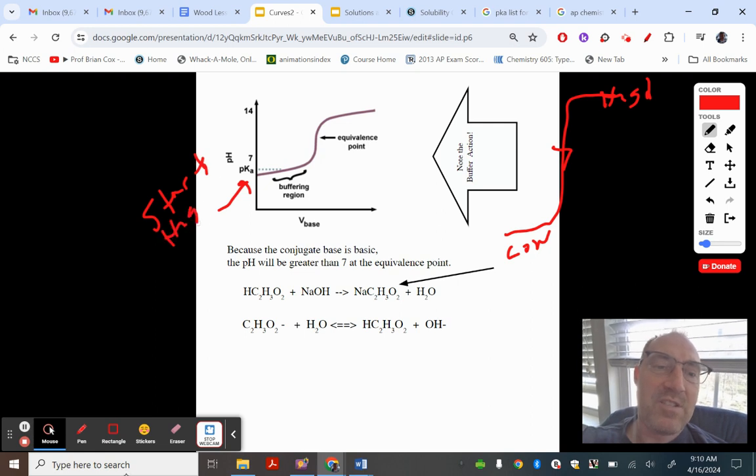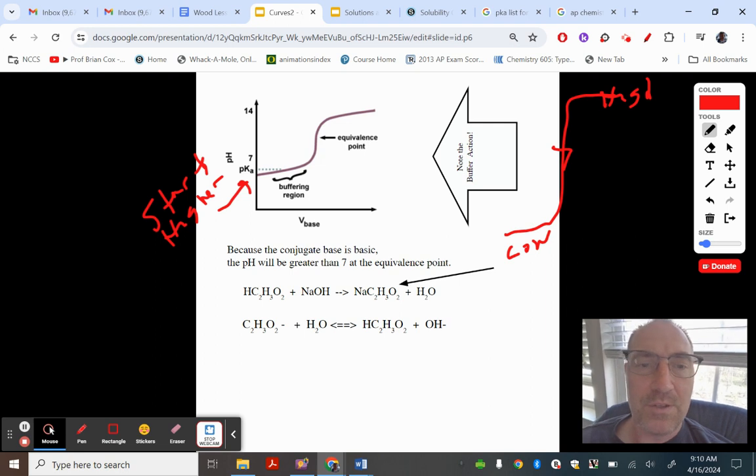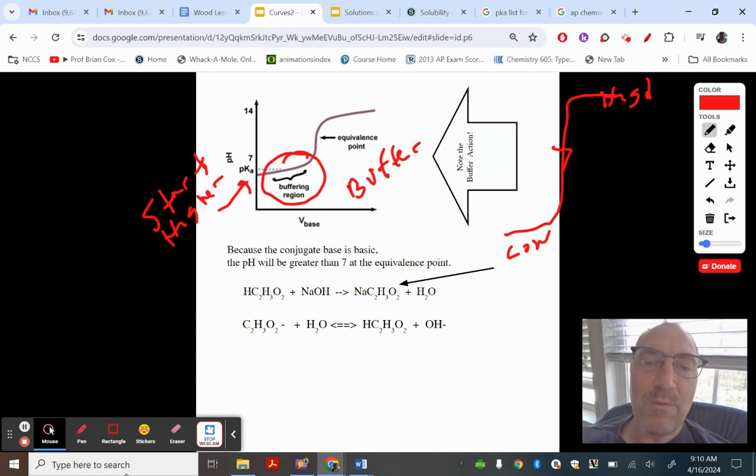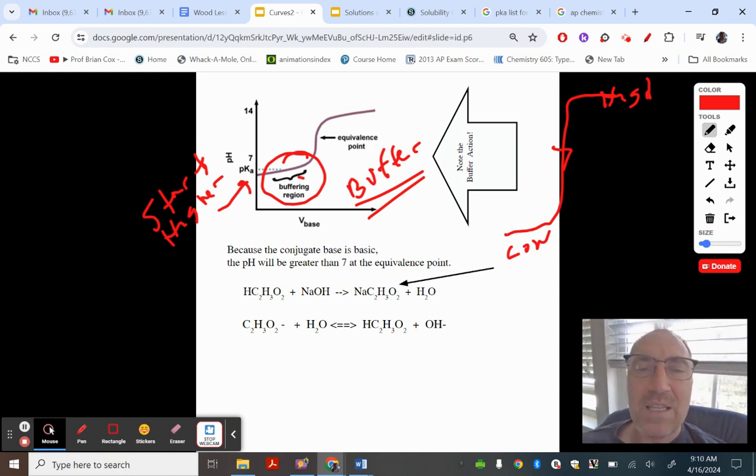And the reason why it starts higher is it's a weak acid. So weak acids have higher pHs. They don't fully dissociate. It's also going to have this slow area where there's buffering. And I'm going to talk about why it buffers in a second. But this area right down here is a buffering region. So you'll add base and the pH doesn't change much because buffers by definition don't change pH.